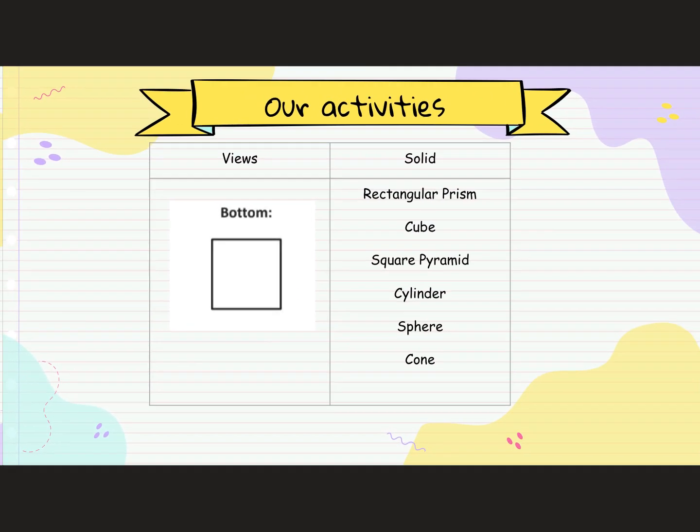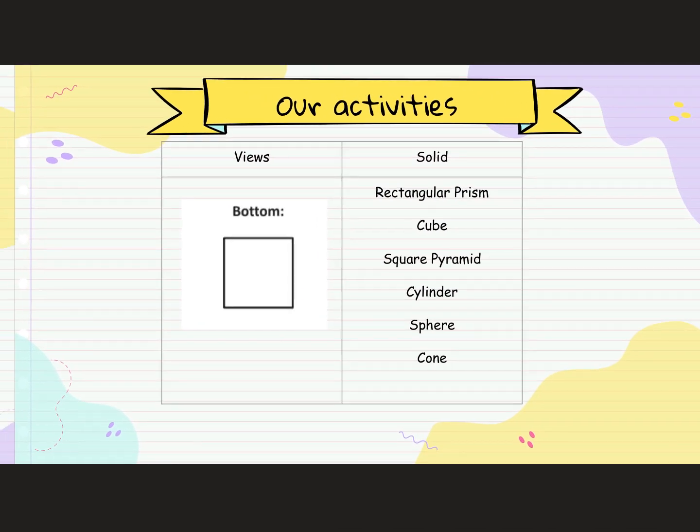Looking at our activity here, this is what we're going to be doing. The views are bottom. Thinking about these solids, I have a rectangular prism, cube, square pyramid, cylinder, sphere, and cone. Which solids are going to have a view where the bottom is square? We know a rectangular prism is going to have a square bottom, a cube is going to have a square bottom, and a square pyramid is going to have a square bottom. So that's essentially all we are doing for this lesson.